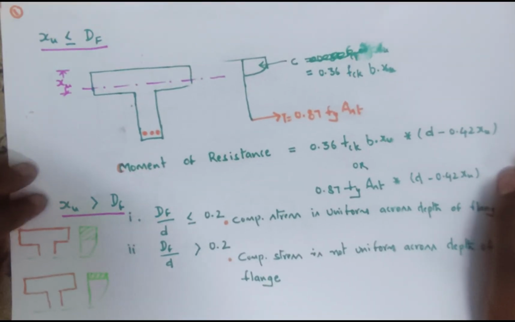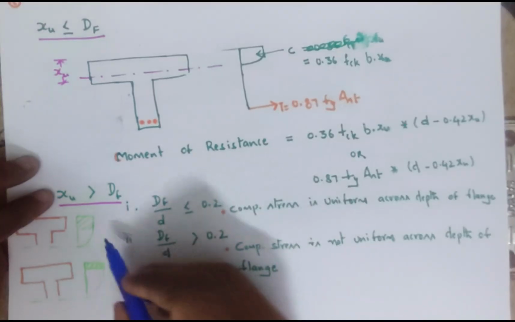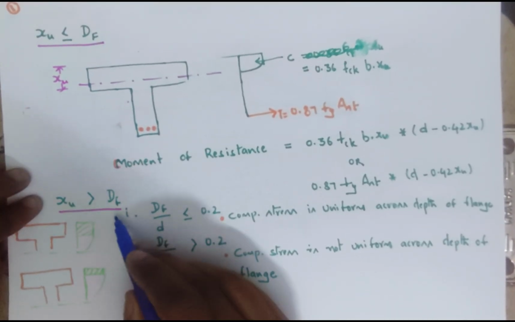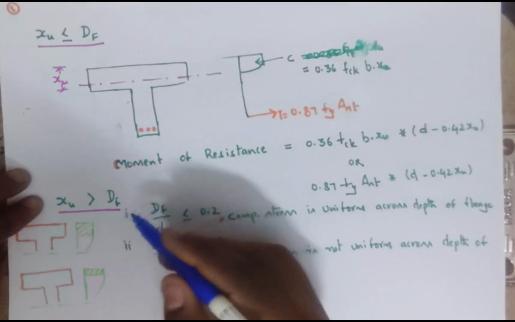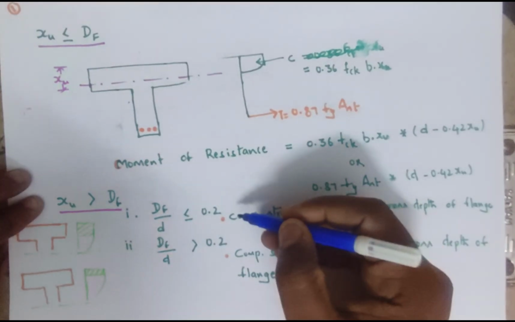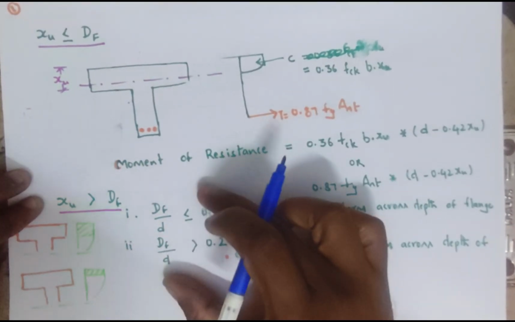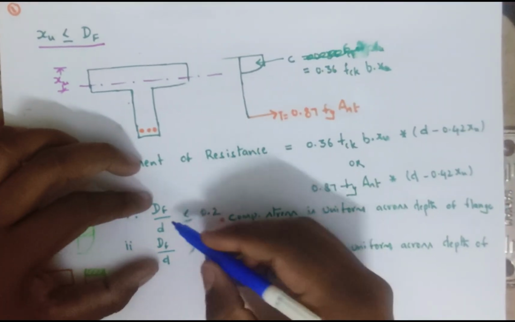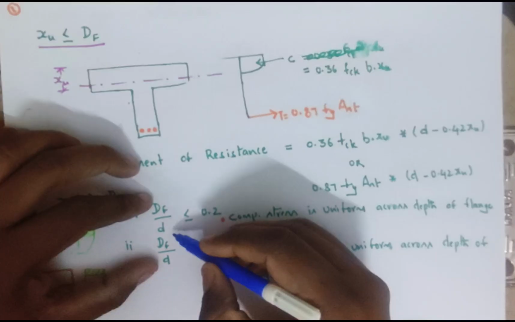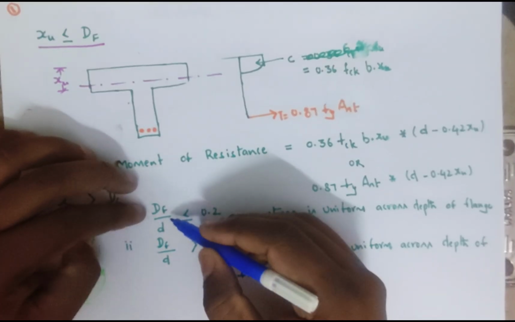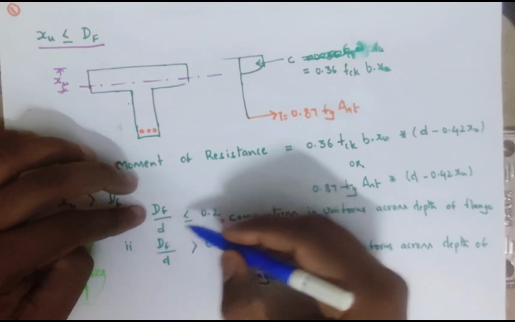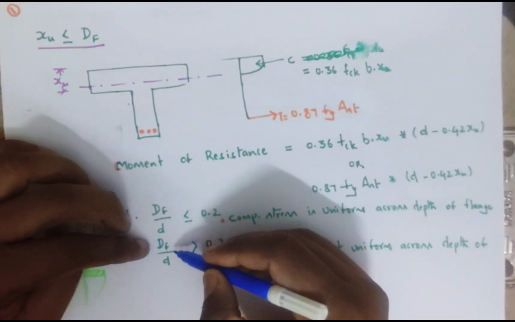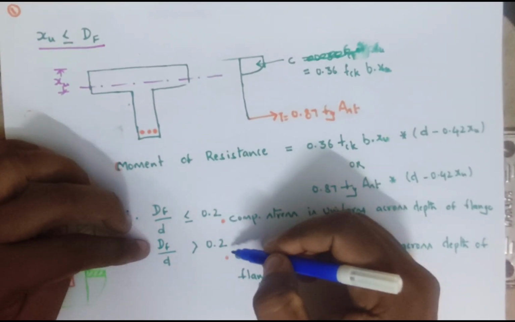As I said, the second case is that depth of neutral axis is greater than depth of the flange. Depth of neutral axis is greater than depth of the flange. Here we have another two cases. In case number 1, the ratio of depth of the flange by effective depth is less than 0.2, and in the other case the ratio of depth of the flange by effective depth is greater than 0.2.